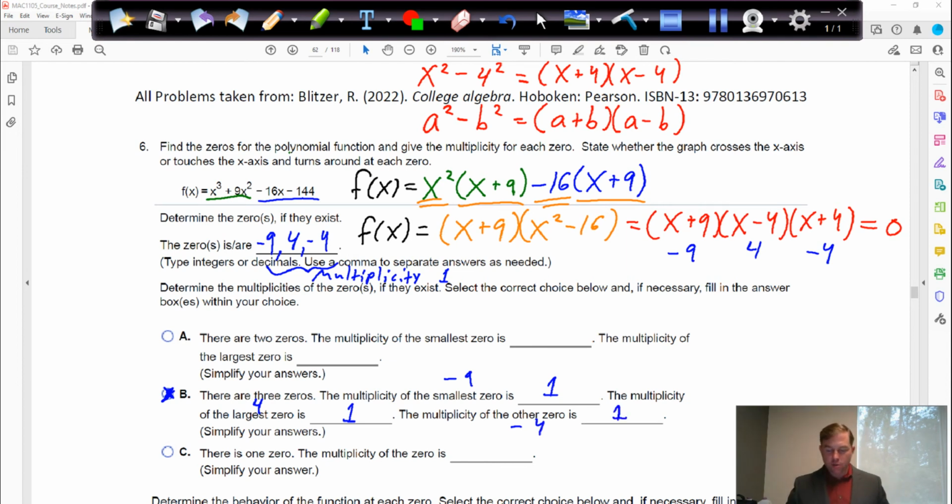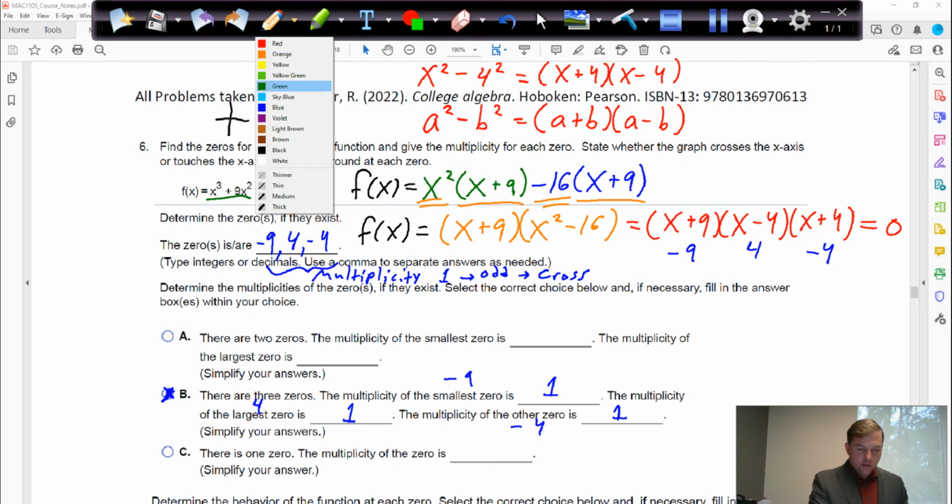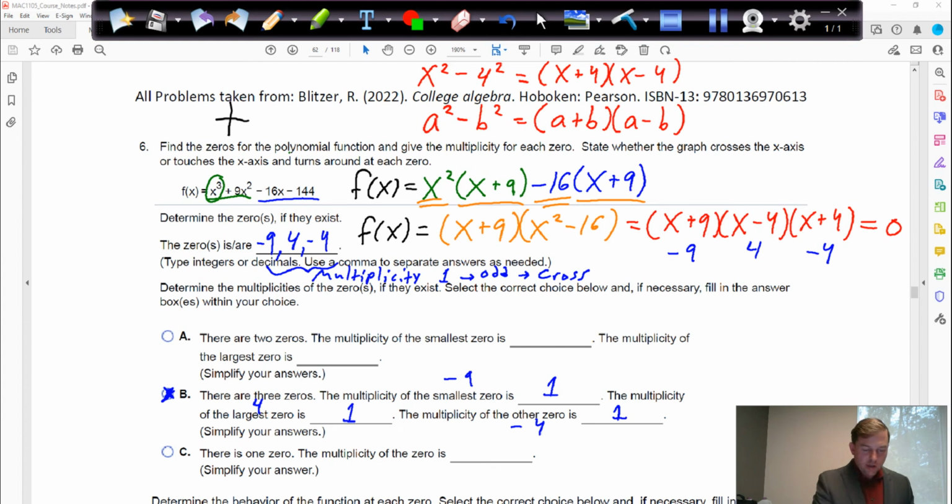Now, because they all have multiplicity 1, which is odd, all of these will cross the x-axis. Oh, and let's also point out that the largest degree is 3, and it's a positive a_n, so again a_n is greater than 0, and x is to an odd power, so the end behavior should be falling to the left, rising to the right. So let's use that, and now these three zeros and their multiplicity to get a better picture of the drawing.